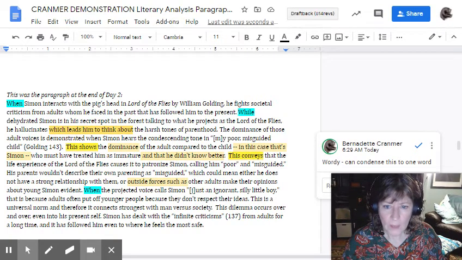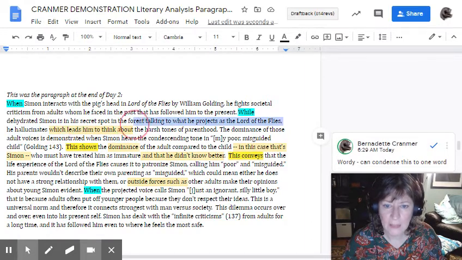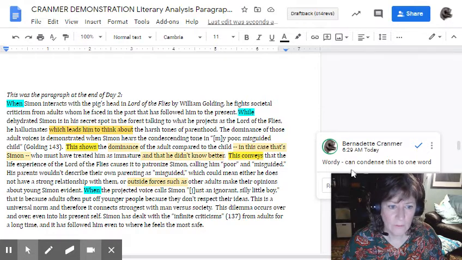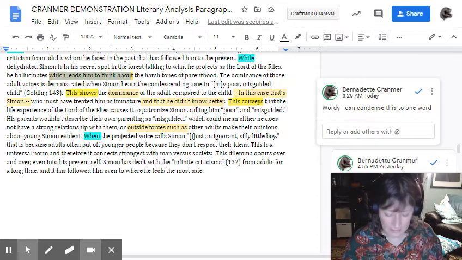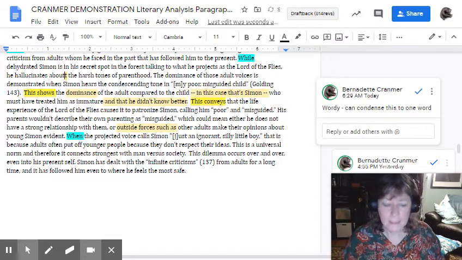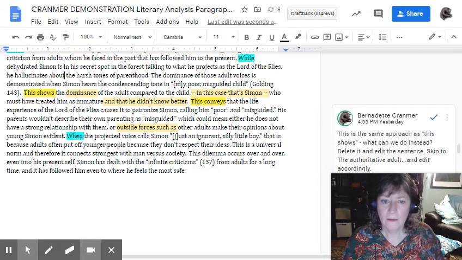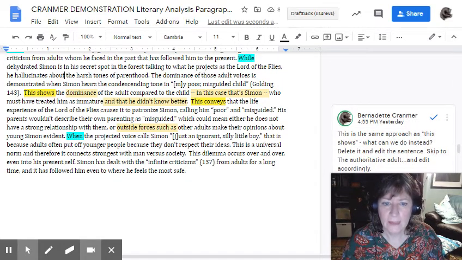Right here, we have in this phrase right here, he hallucinates, which leads him to think about the harsh tones of parenthood. Well, this is wordy. We can condense this to one word. So we have which leads him to think about. That's 1, 2, 3, 4, 5, 6 words. We can change all of that to just about. That's all we need is about. That's it. Okay? All right, so we've condensed that down to one word.